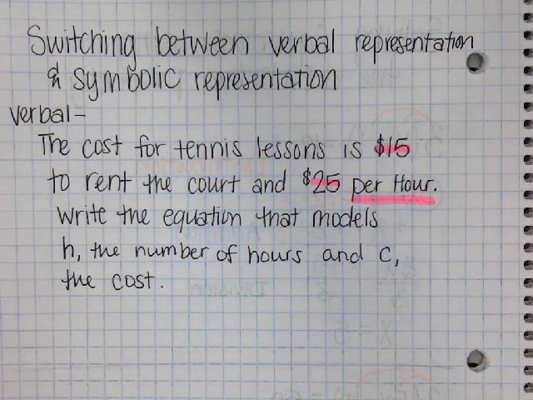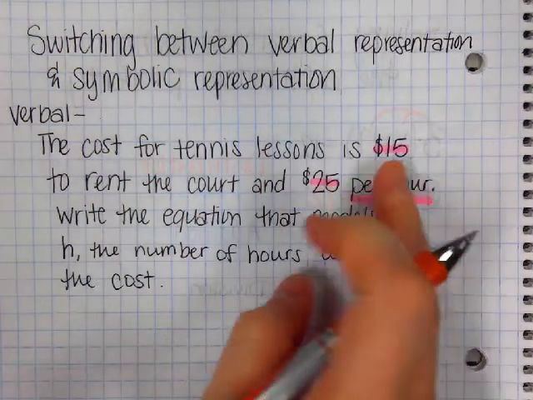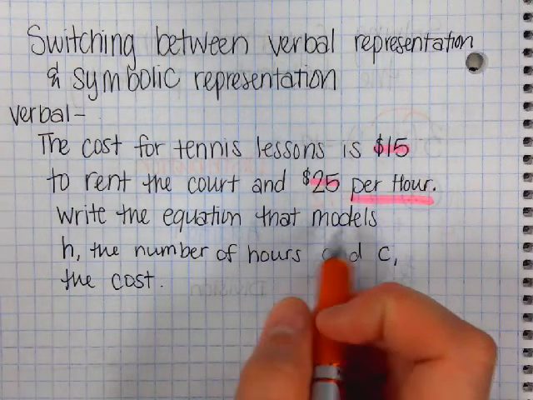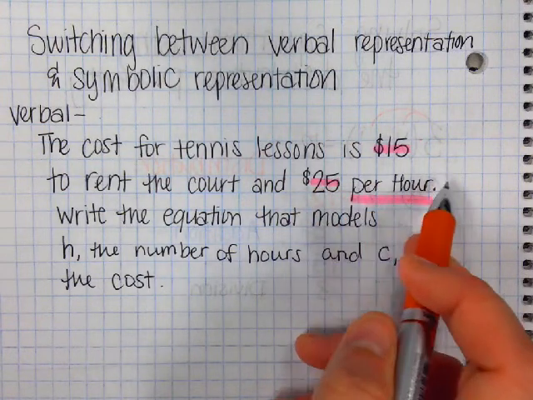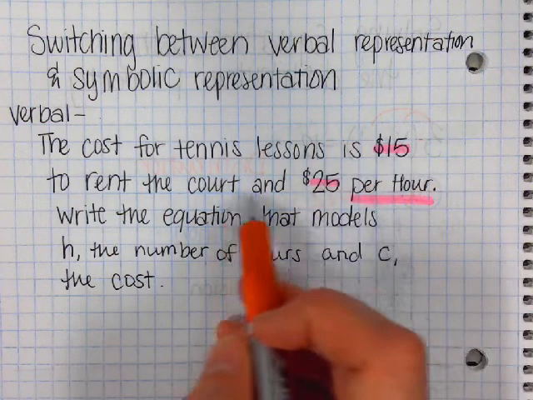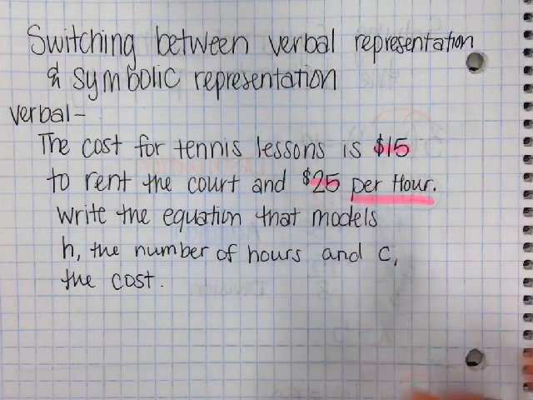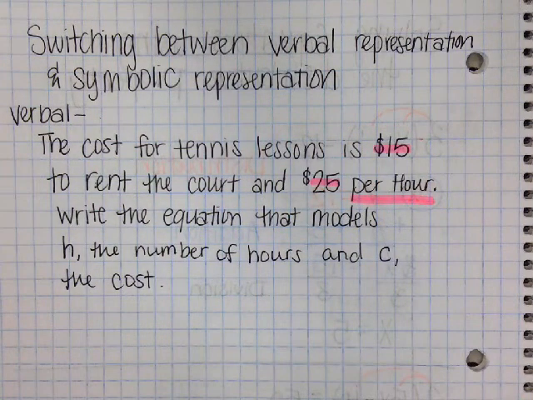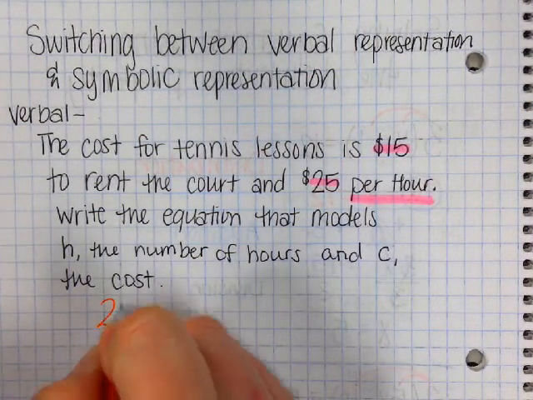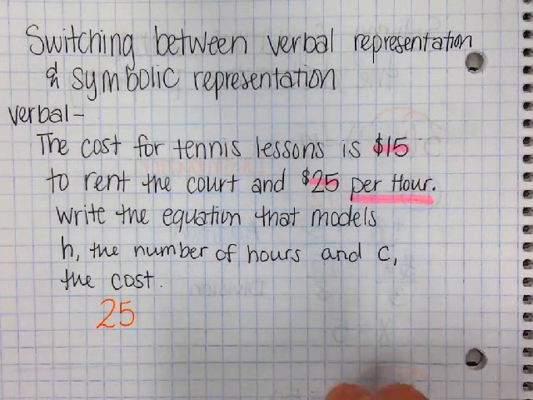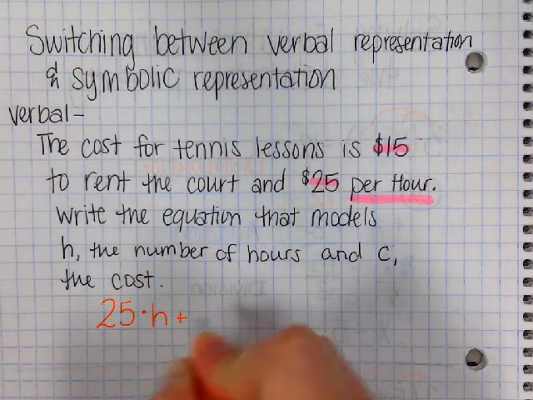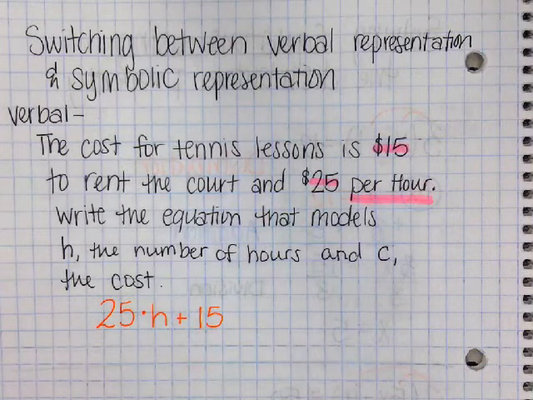So you would write it as $25, and I'll write it both directions. Usually in math you will see it written with the 25 per hour first, but it's also okay, since it says $15 for the court and $25 per hour, to write 15 first. But I'm going to write it the other direction. So it's $25 per hour, so 25 per hour. In order to write per hour, I'm going to multiply it by H, and then I have to pay the court fee, so plus $15.